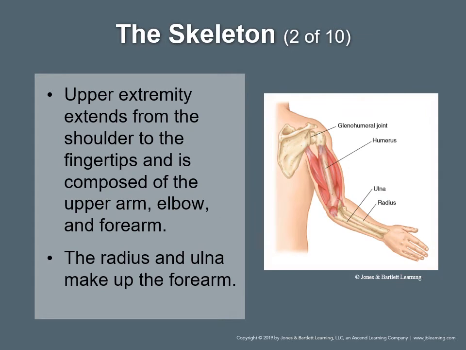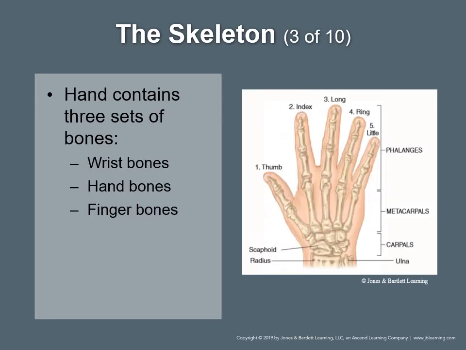The upper extremity extends from the shoulder to the fingertips and is composed of the upper arm, elbow, and forearm. The radius and ulna make up the forearm. Because these bones are arranged in parallel, when one is broken, the other is often broken as well. The hand contains three sets of bones. You have the wrist bones, which are the carpals, hand bones are metacarpals, and finger bones are the phalanges.